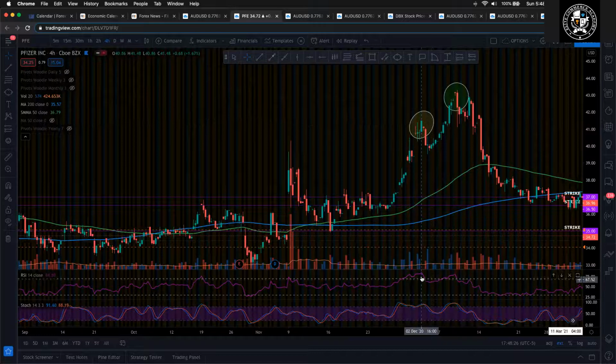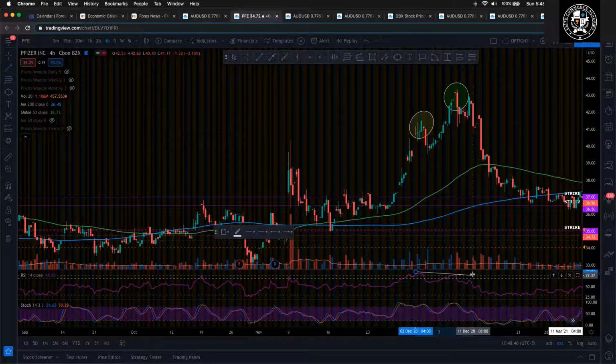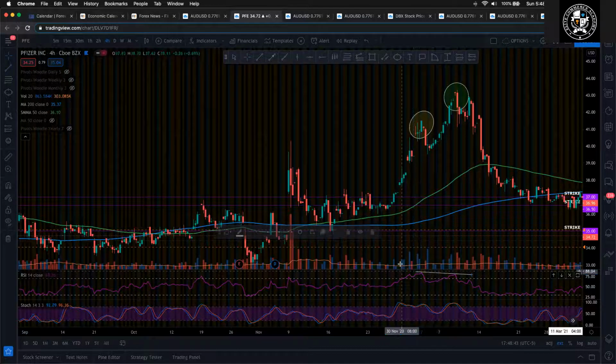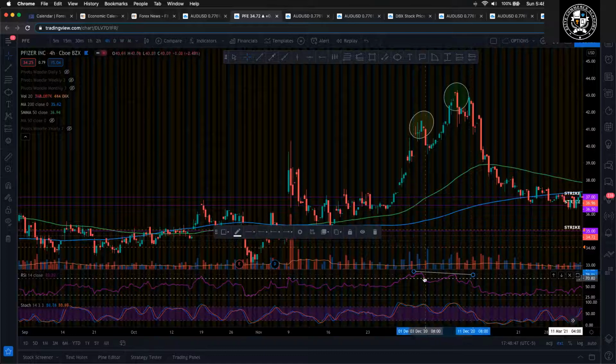Now I look at the RSI. The RSI here is higher on this peak than it is on this peak. If I put a trend line on this, the trend line will make it even easier to see that it's leaning. You see what I'm saying? It's leaning. So this point on the RSI is higher than this point, but on the chart, this point is lower than this point.